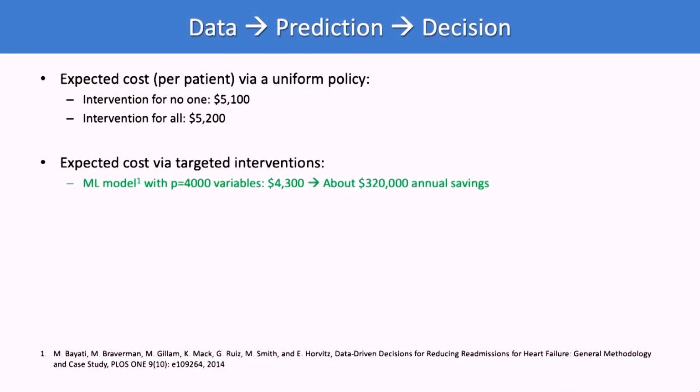But if you do this ML approach, and only give the intervention to patients that have a risk above a certain threshold, then we showed in this paper several years ago that you can end up with $4,300 per patient. For that single hospital, it would translate to about $300,000 in savings per year. This is a simple use of machine learning for targeted decision making. There is nothing really fancy here, but the numbers show that if you do this targeted type of decision making, you get the benefit.